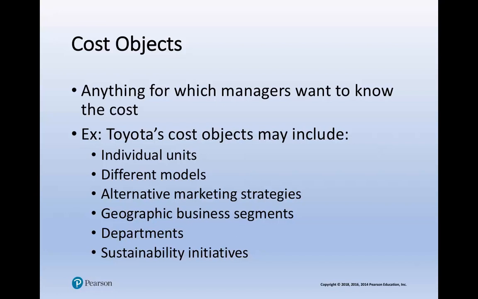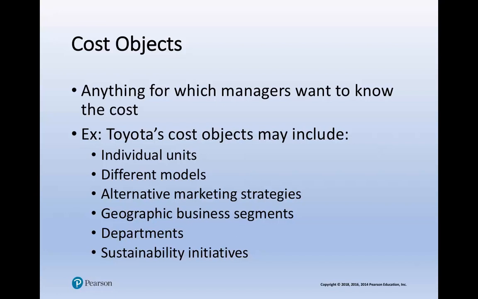And it can be an individual unit, so one individual product. So if we're talking about Toyota, it could be one car. Different models, so it could be the Corolla versus a Camry versus a RAV4, etc. We can have different alternative marketing strategies, geographic business segments, departments of the same location, or sustainable initiatives. So we can have different cost objects, and we can look at how some of the money we're spending is being used, and whether we can trace it to an individual cost object.